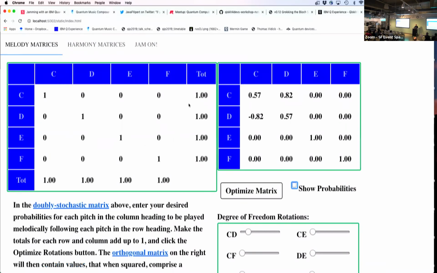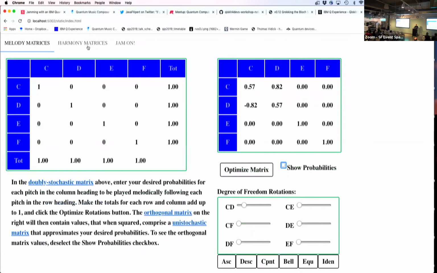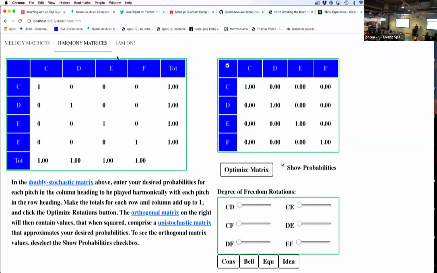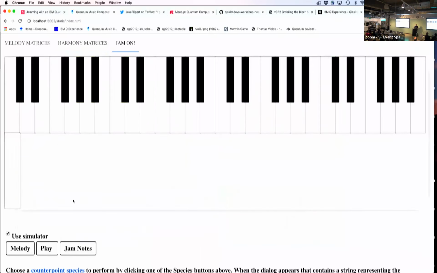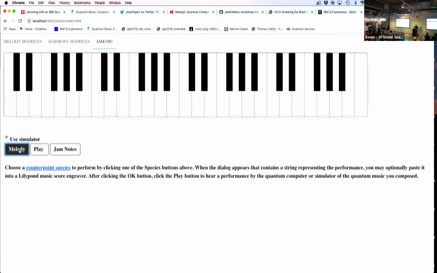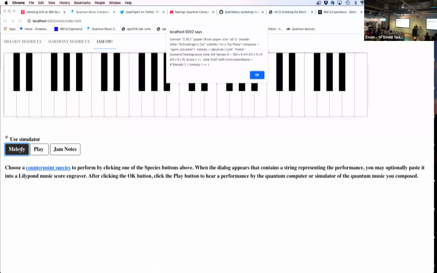Let's see, are we all set up for that? I'm going to go to melody matrices, and then to harmony matrices. I'm not interested in harmony, so I'm going to click that off. And then we will go to the Jam On tab here, and I will say, give me a melody. I'm actually using a quantum computing simulator. Among the several back ends, the quantum computing devices we have available, we have several real quantum computers, some quantum computing simulators, and one that actually runs locally. So that I can be very deterministic about the timing and networks and things like that, I went ahead and used the local simulator.